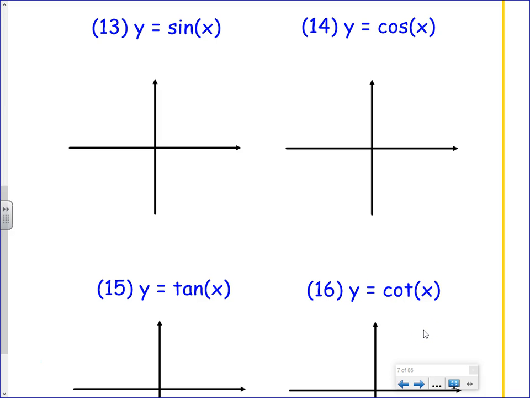Wait a minute, how many trig functions are there? A lot. Six. So why do I only have four graphs? Because we're supposed to know the... I'm going to sneak in two more.